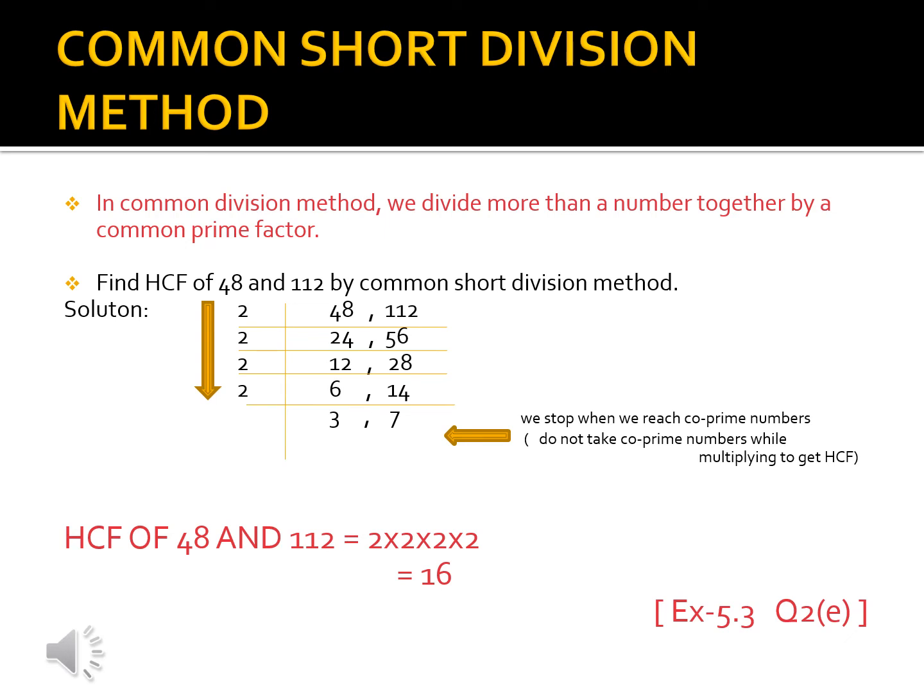Now what do we do in the common short division method? How do we write HCF using it? We do not take the co-prime numbers while multiplying to get HCF. We only write down the prime factors that we have got. We just ignore the co-prime numbers that you get at the last step, right? So HCF of 48 and 112 can be written as 2 multiplied by 2 multiplied by 2 multiplied by 2. We are ignoring 3 and 7, and this gives us 16 as the HCF. So this is how we perform the common short division method.